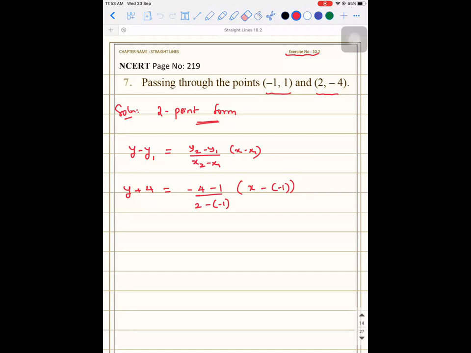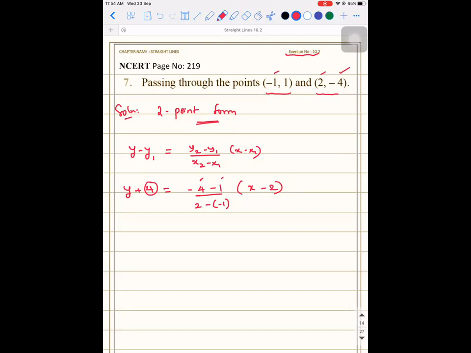So y plus 4 is equal to -4 minus 1, that is right. -4 minus 1 by 2 minus of -1 is right. Into what should I take for x minus? I should have considered x minus this point, which should have been 2, because I took y1 as -4. So I should have taken -4 minus 1. Sir, that means it should be divided by 1 minus 4, no, 2, sir? If you are taking y1 as -4.